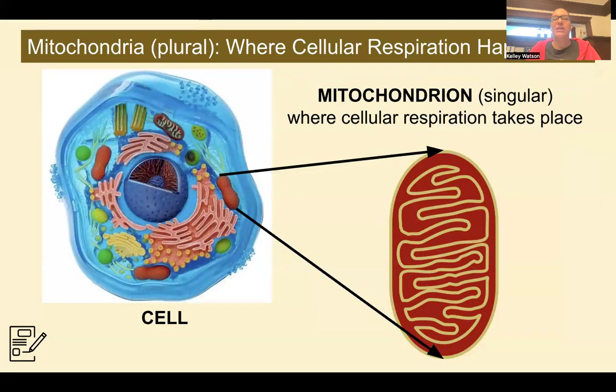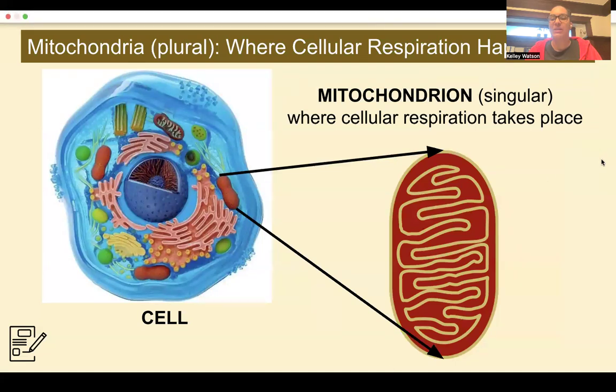And then finally, mitochondria is where cellular respiration happens. Now, mitochondria is plural. The singular of the word mitochondria is mitochondrion. So if we're just talking about one, it's a mitochondrion. If we're talking about multiple, they're mitochondria. So in your notes, be sure to put down mitochondria is plural, mitochondrion is singular, and this is where cellular respiration takes place. If you remember, photosynthesis takes place in the chloroplast.